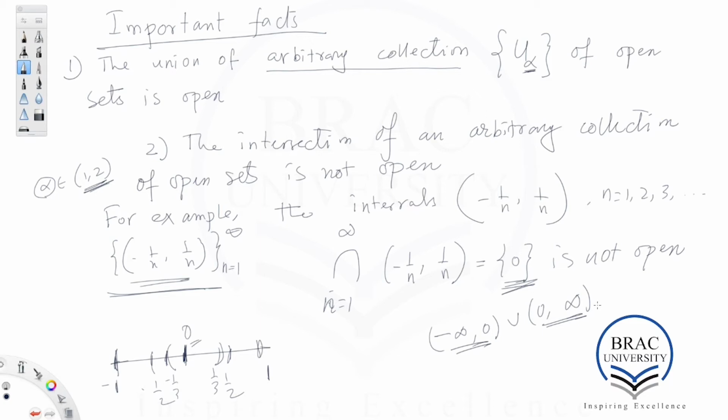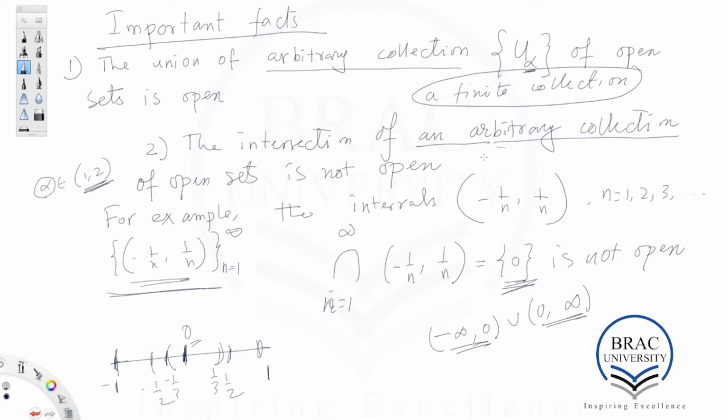So what is true actually about the intersection of open sets? The intersection of a finite collection of open sets is actually open. So we replace an arbitrary collection with a finite collection, then it's going to be true. I'm not going to prove it.